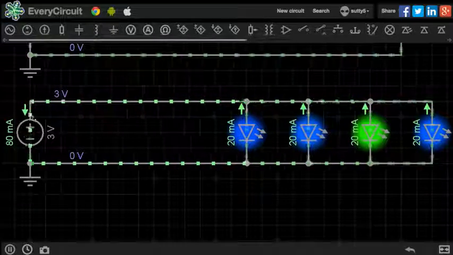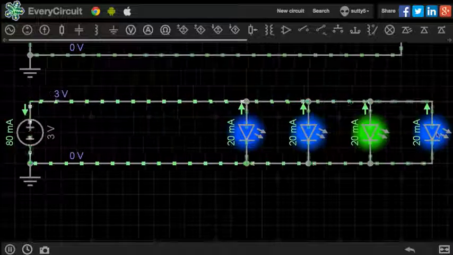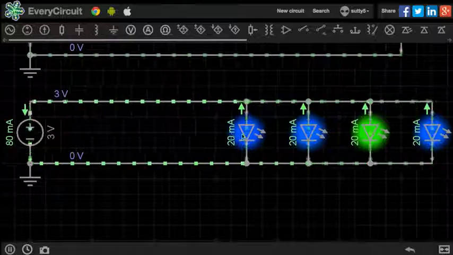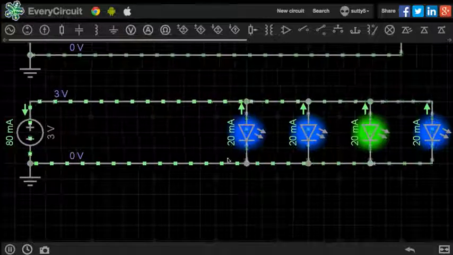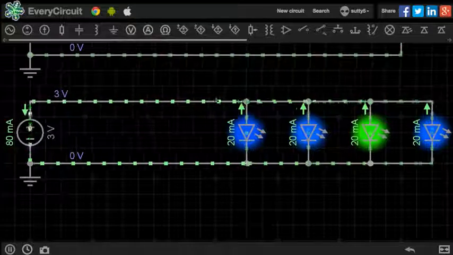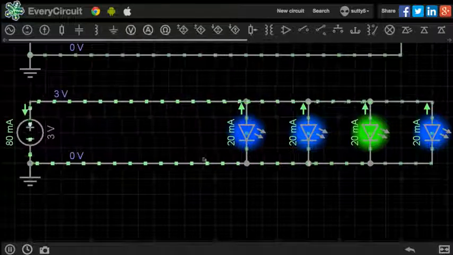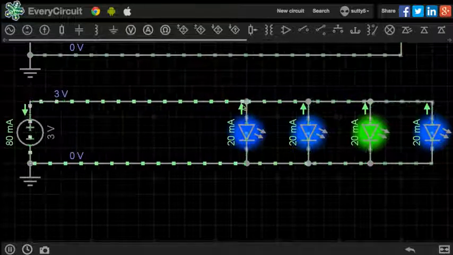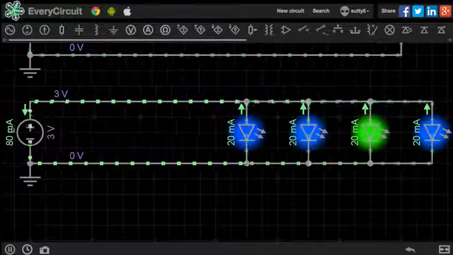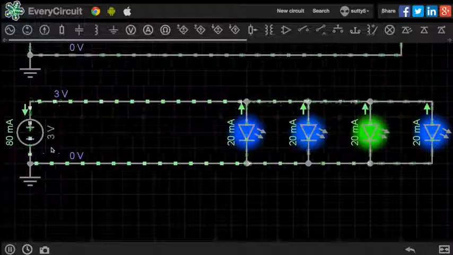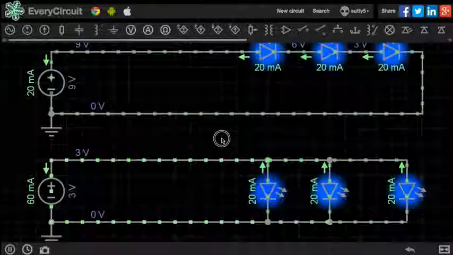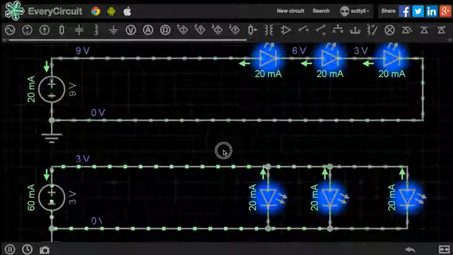So what's happening is, instead of these LEDs demanding more voltage to light, they are demanding more current, because each of these LEDs requires 20 milliamps. 20 milliamps flows through here, 20 milliamps flows through there, and this one and that one. And the total of that is 80 milliamps. As we can see on the side here, the total current flowing through this parallel circuit is 80 milliamps at 3 volts.